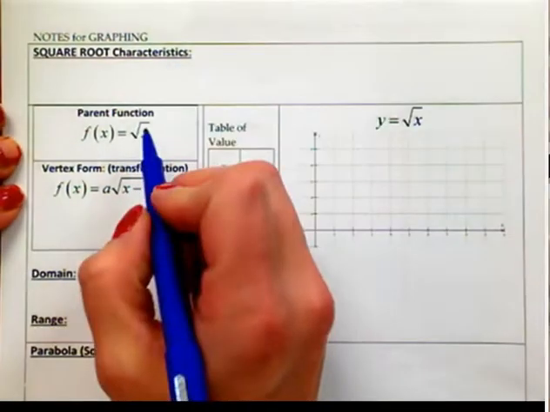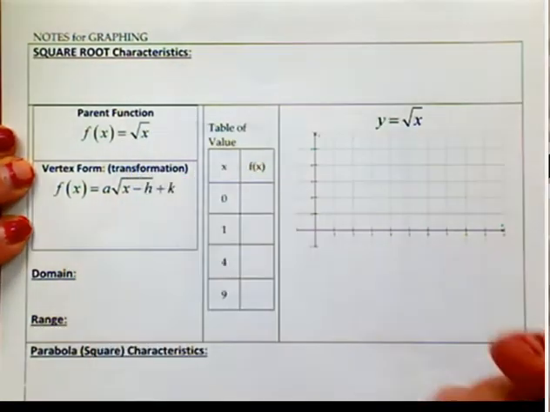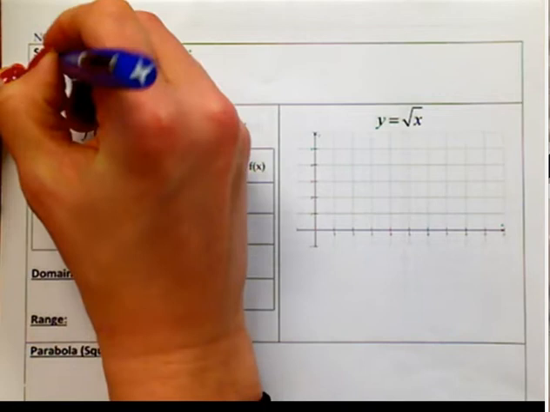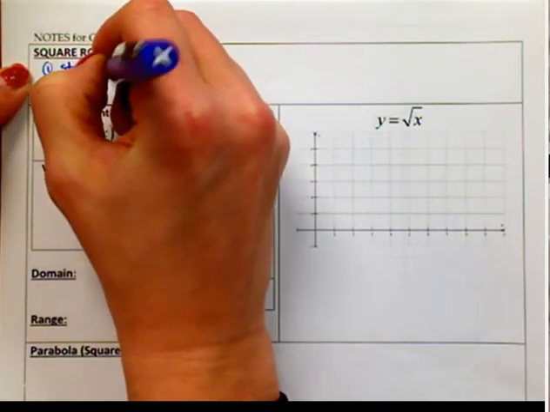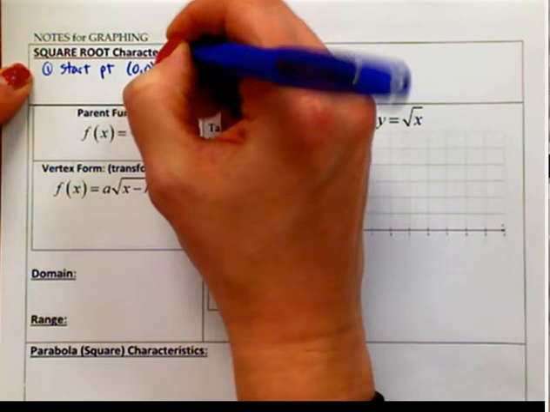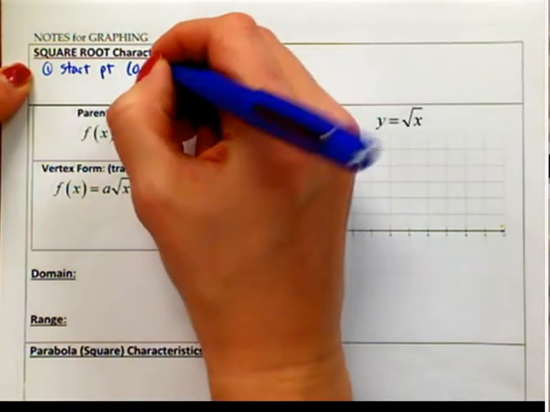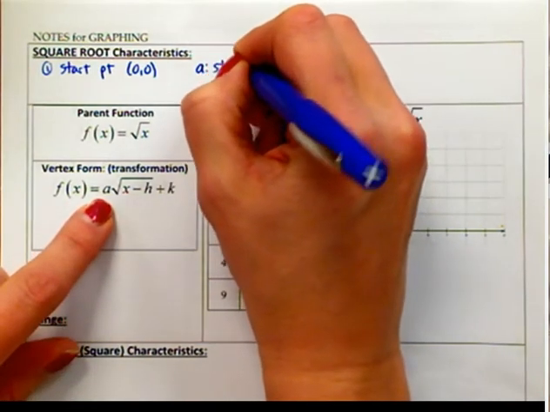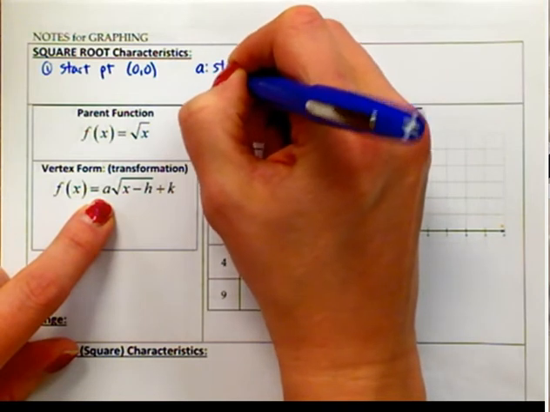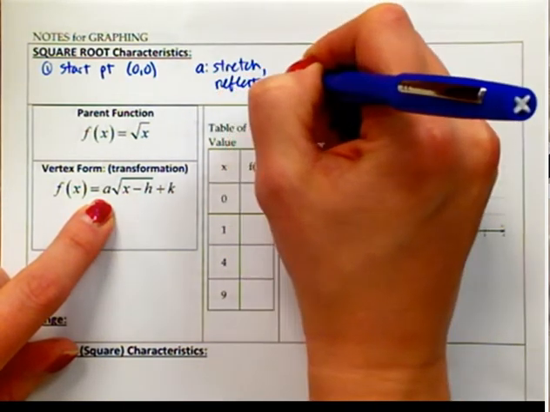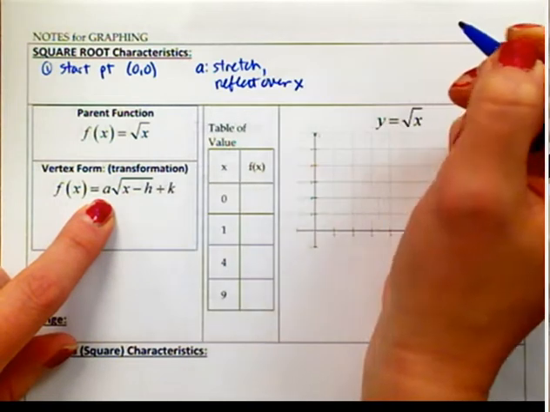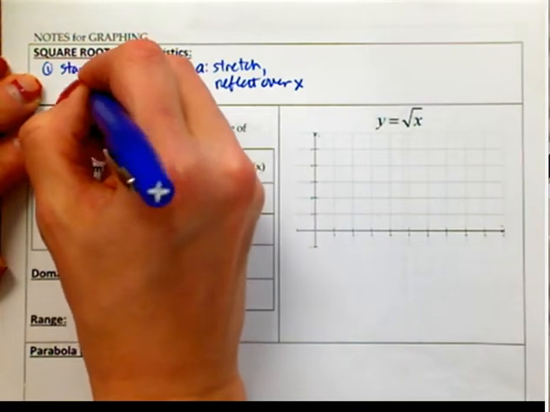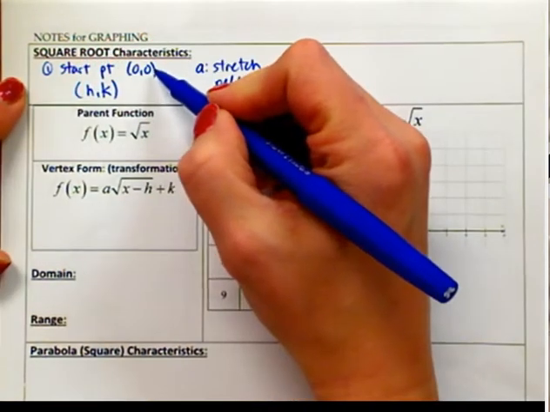Our first parent function is going to be the square root of x, and we are going to use our transformations to graph this. So we're going to write down a couple things. Our starting point is going to be 0, 0, and that's actually going to be a point. Okay? Our a value is still going to be the stretch or reflect over the x-axis, okay? And our h and k are still going to be our starting point, which is actually connected to our 0, 0.